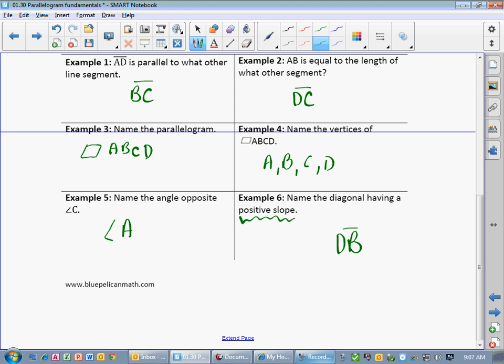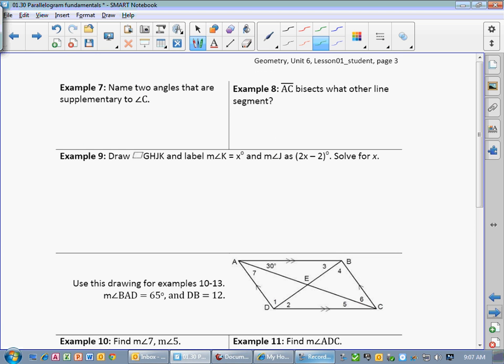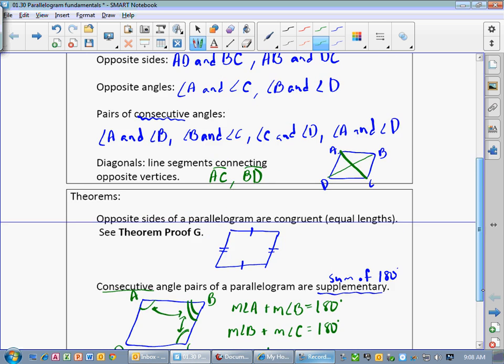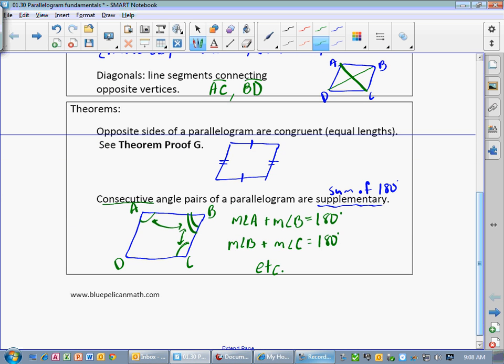Number 7 is still with the same picture. 7 and 8 are both the same picture. It says two angles that are supplementary to angle C. So what theorem do we have that has to do with supplementary? Which one? Good. So when we see supplementary, or when we think 180, consecutive angles, right?